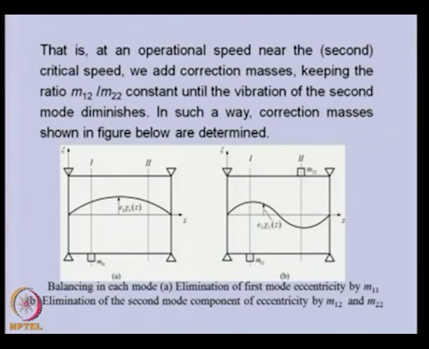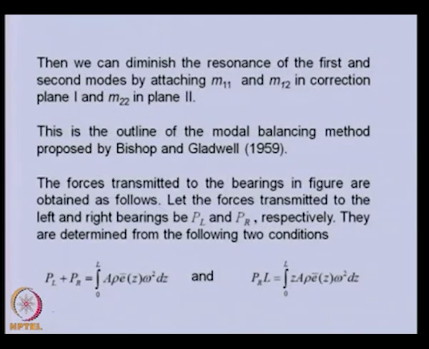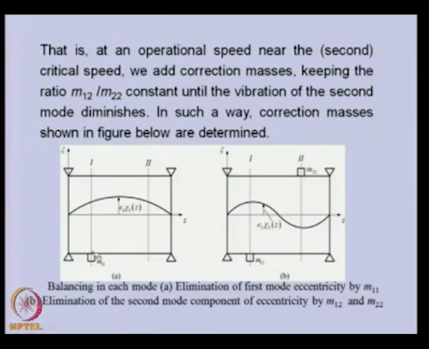Now this is a summary. We balanced the first mode by one mass, then the second mode by two masses. The total balancing is the summation of these two. So, in plane 1 you can see the summation of these is the total mass which we will keep to balance the first mode and second mode, and in plane 2 this mass will be there.